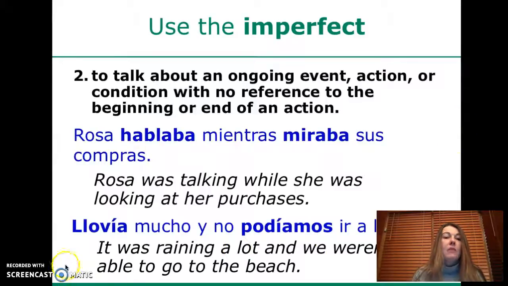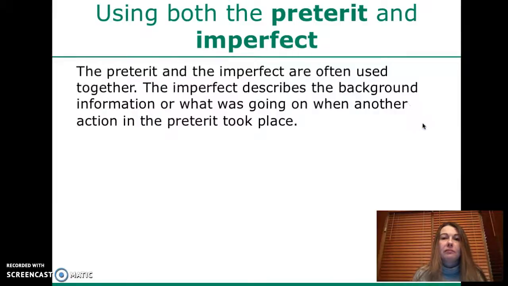Okay, and also one of the things that typically happens with weather is, and they may bring this up in another slide, it's sort of background information. So typically it is the imperfect tense. Okay, so here we go. Here's our next slide. They're bringing it up, right? The imperfect describes the background information or what was going on when another action in the preterite took place.